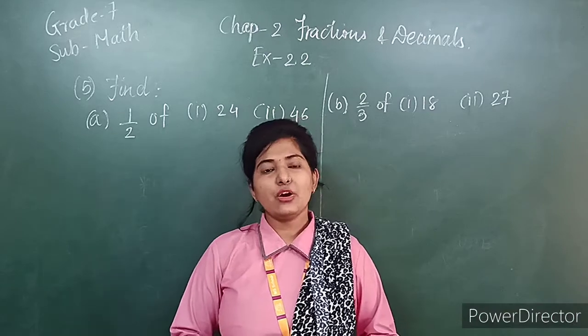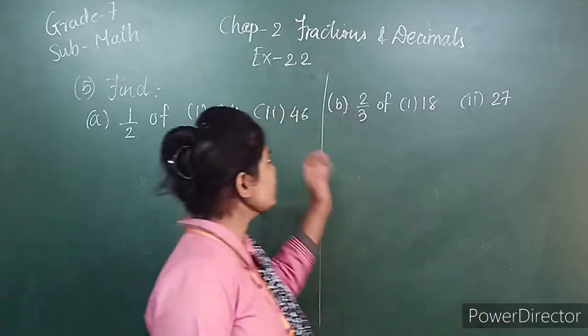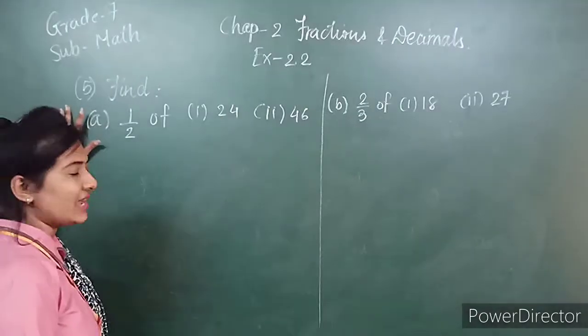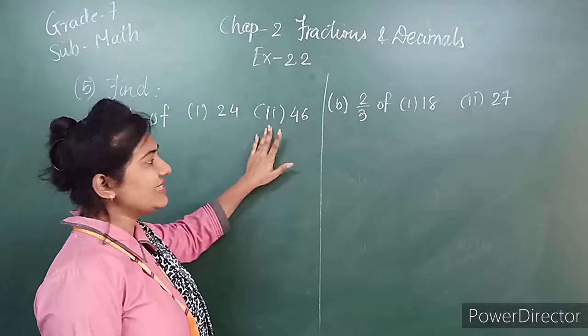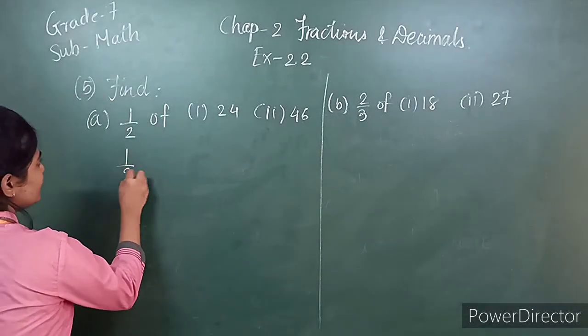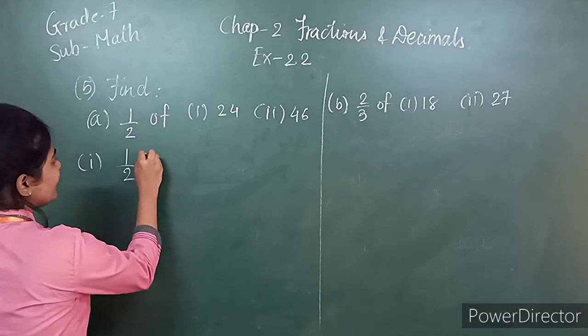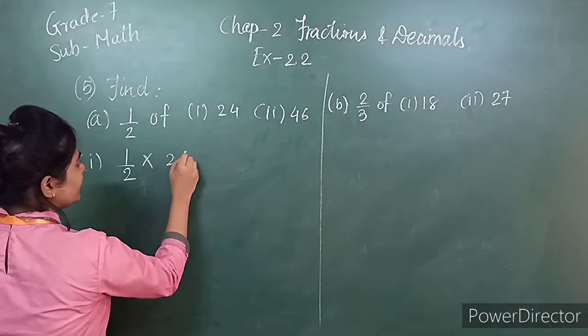Good morning students. Today we are going to start mathematics of grade 7, chapter number 2, exercise 2.2 from question number 5. So the first question is 1 by 2 of 24 and the second one is 46. So let's solve 1 by 2 of, it means here we have to multiply, and then 24.